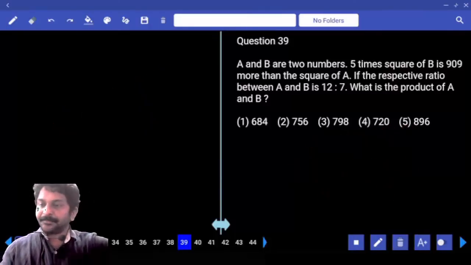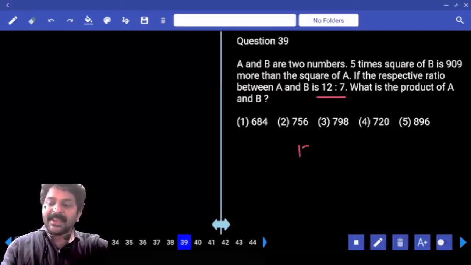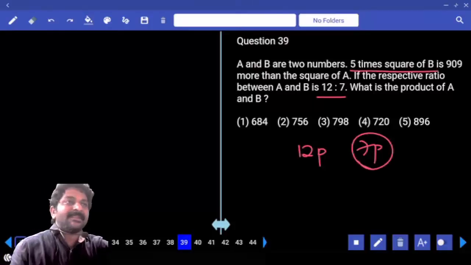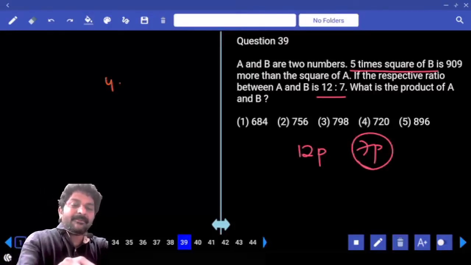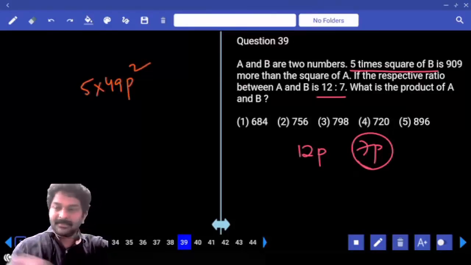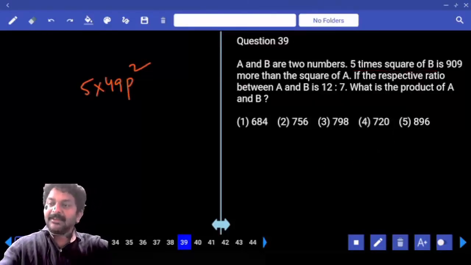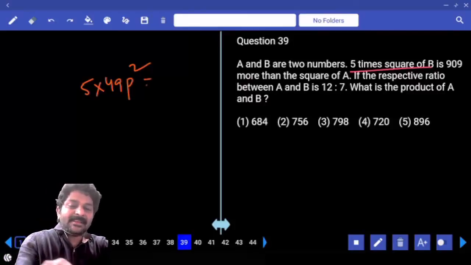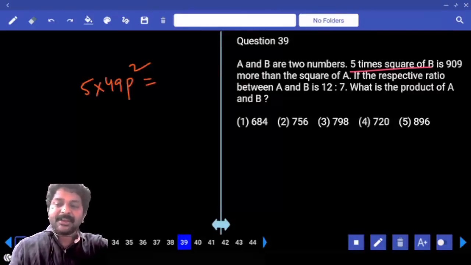Yes. Okay. So from the ratio, can I treat A as 12 parts and B as 7 parts? There are two numbers. 5 times the square of B. What is square of B? 7p square. 49p square. 5 times of this number. According to the information, 5 times of the square of B is 909 more than square of A.